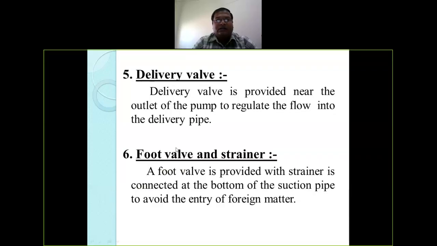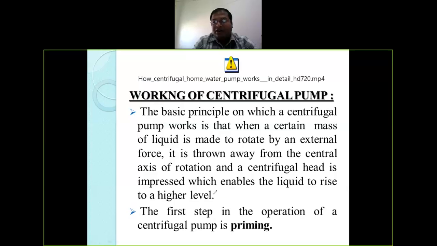Now we will move further and discuss the working of a centrifugal pump. Very important. How does your centrifugal pump generally work? The basic principle on which a centrifugal pump works is that when a certain mass of liquid is made to rotate by an external force, it is thrown away from the central axis of the rotation, and a centrifugal head is impressed, which enables the liquid to rise to a higher level. That we already discussed in the starting slide.